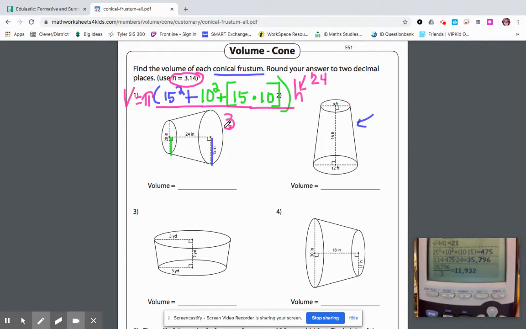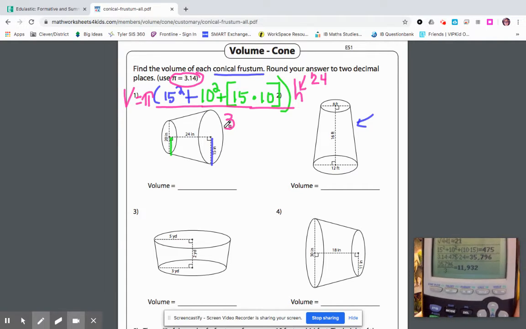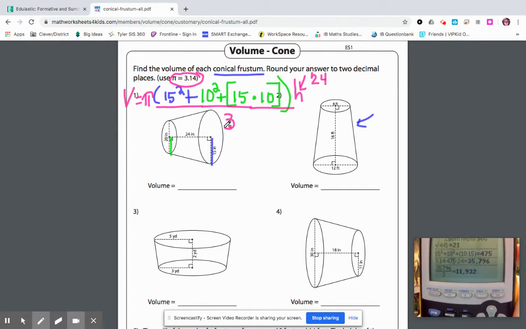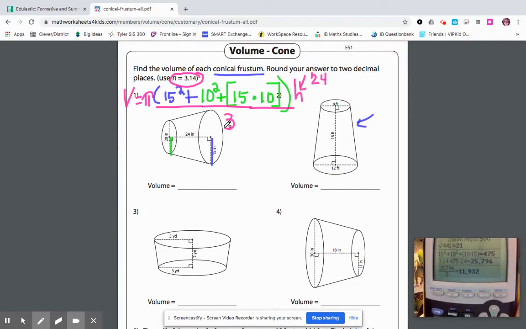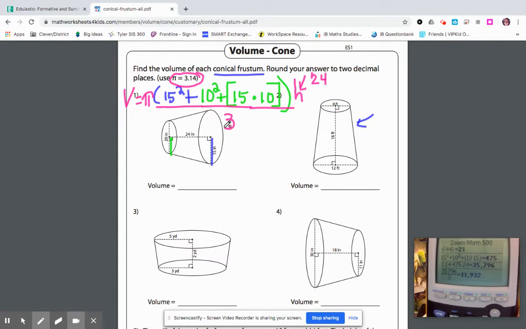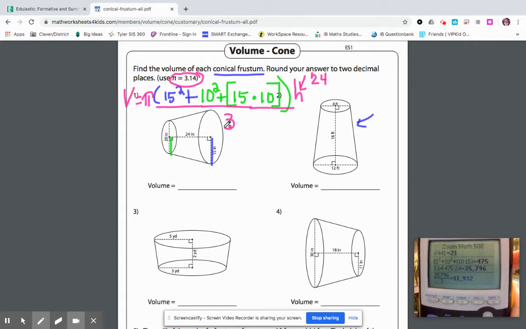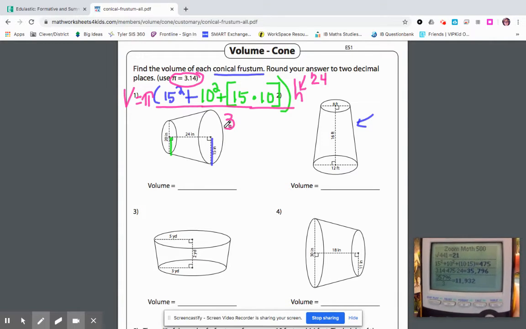All right, so for the first one, 15 squared plus 10 squared plus 10 times 15, that's going to equal 475. All right, so that's just for the radius part. So now I'm going to take 3.14 for pi times our radius of 475 times the height, which is 24. I'm going to multiply all of that together, and I'm going to get 35,796. I'm then going to take that number, and I'm going to divide it by 3.